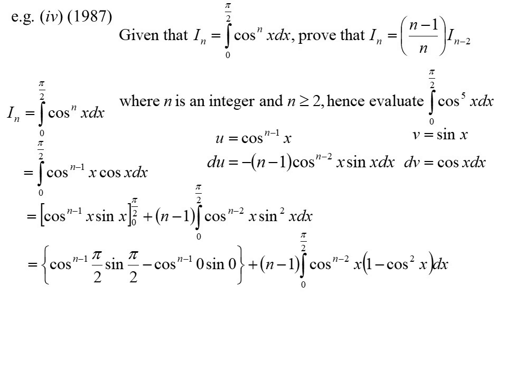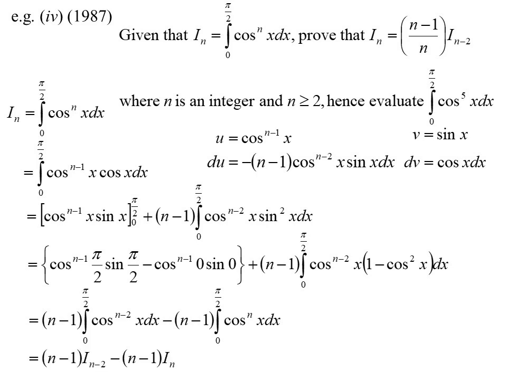Sine squared I can change to 1 minus cos squared, get everything back to coses. Split it into two integrals, and now they're both cos to the power of something. So I can rewrite that as I n minus 2 and I n. Move the I n to the other side and divide by n, and we've got the formula that they want. We have our formula. But that doesn't finish it.